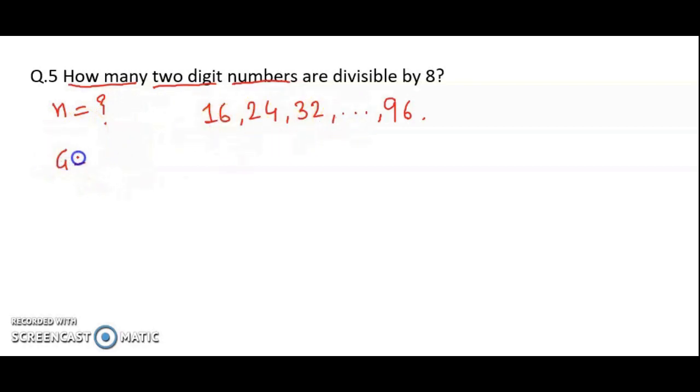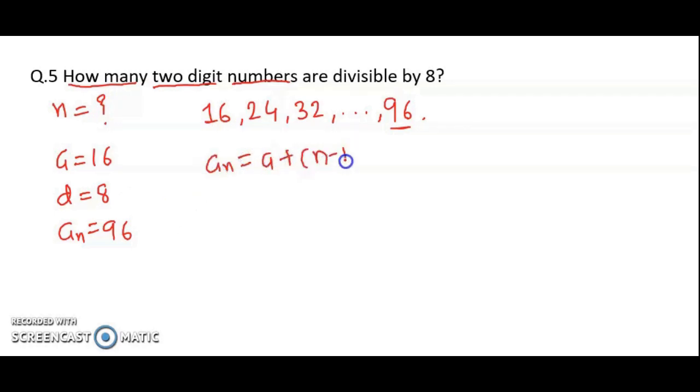Now you can see the first term of the AP is 16. The common difference of this arithmetic progression is 8. The last term, the nth term of the AP, is 96, and we have to find the value of n. So we can use the formula an equals a plus (n minus 1)d. an is 96, a is 16, we have to find n, and d is 8.